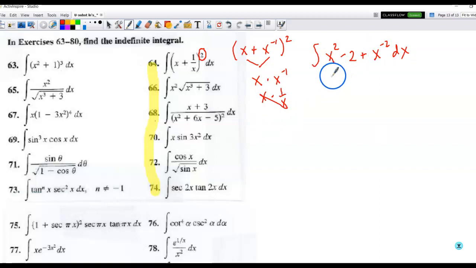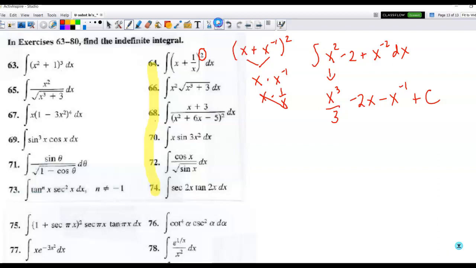Now that makes it into what we would call a quote normal antiderivative. So I have x cubed over 3 minus 2x minus x to the negative 1. We've seen that a lot in this set. And so that's my antiderivative, nothing fancy, no u sub, just a normal problem after some simple manipulation.